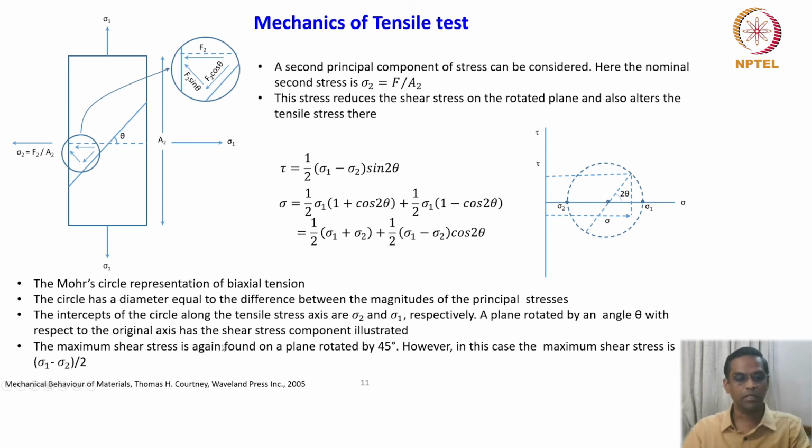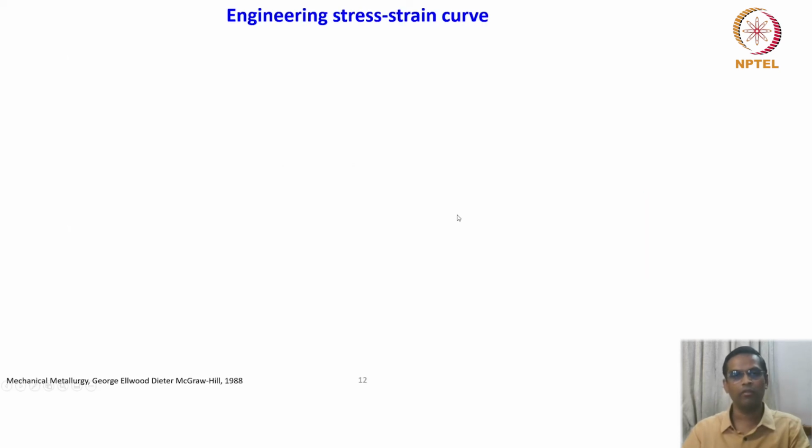The maximum shear stress is again found on a plane rotated by 45 degree. However, in this case, the maximum shear is sigma 1 minus sigma 2 by 2. This is important. There it was sigma 1 by 2 maximum, but here it is not sigma 1 by 2, it is rather sigma 1 minus sigma 2 by 2. So this is another way of looking at this.